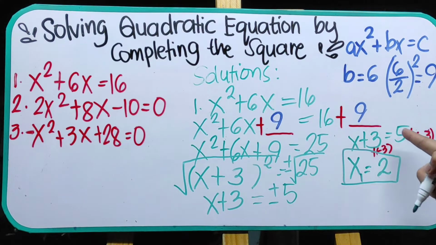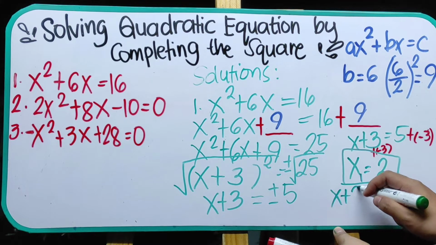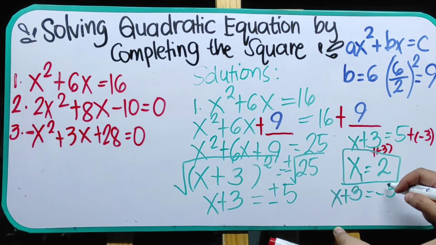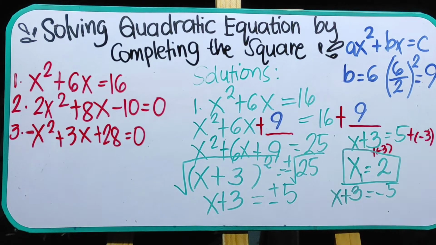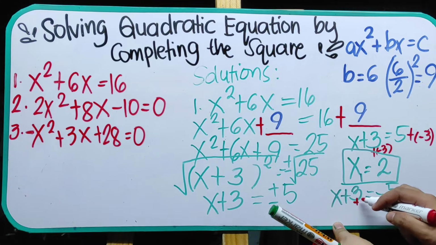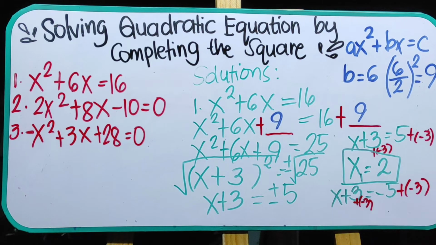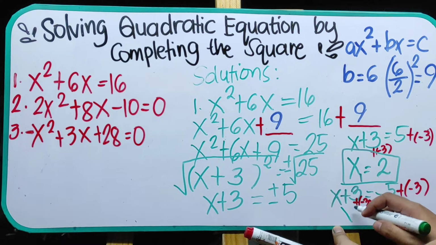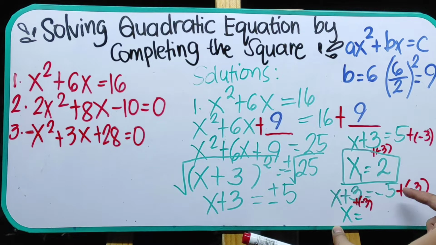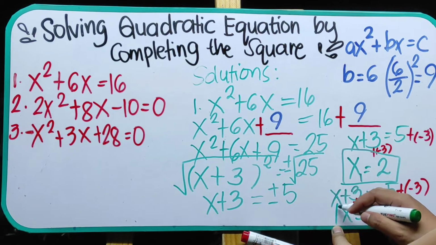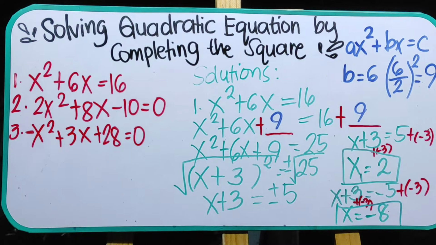Sa atin namang x sub 2, since may positive dyan, yung isa, x plus 3 equals negative 5. So, ganun din po ang gagawin natin. Pag nag-add tayo ng negative 3 dyan, by addition property of equality, negative 3. So, 3 plus negative 3 is 0. Hindi na natin kailangan ilagay. Sagot natin dyan, x equals negative 5 plus negative 3 is negative 8. So, ang sagot natin, the roots are positive 2 and negative 8.